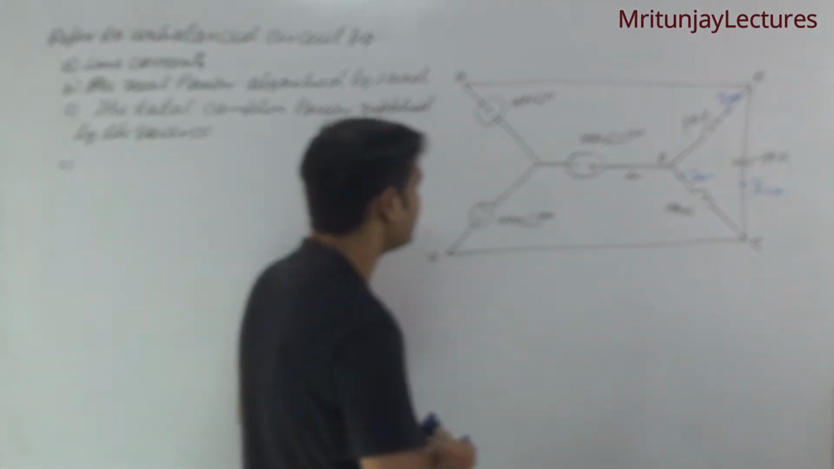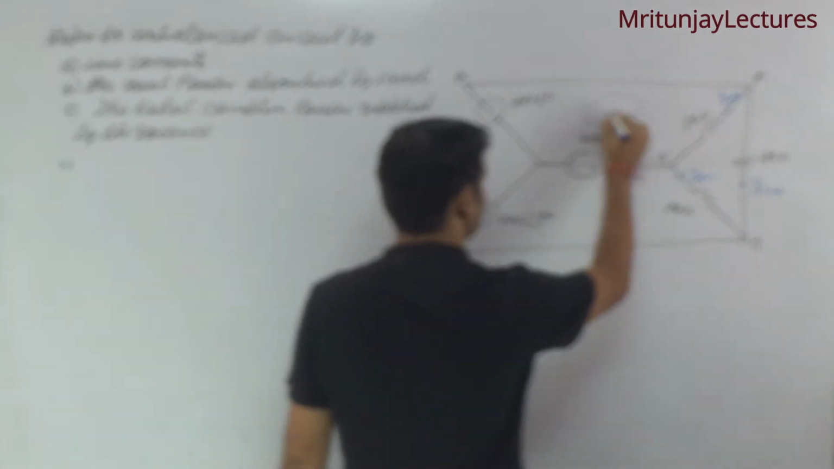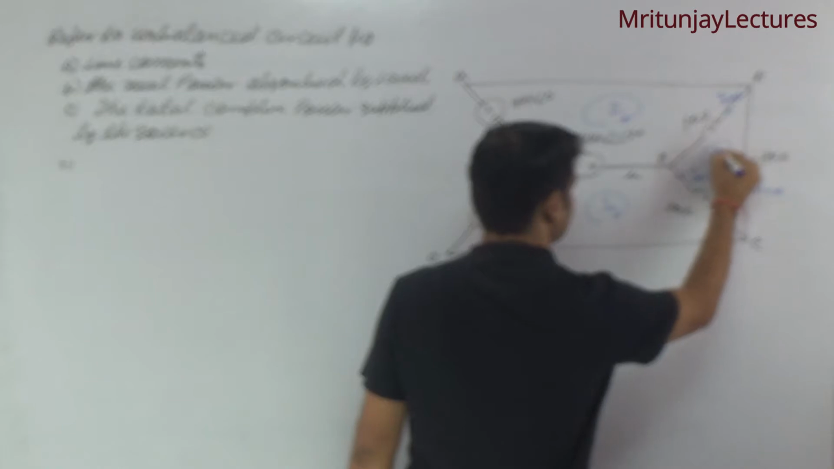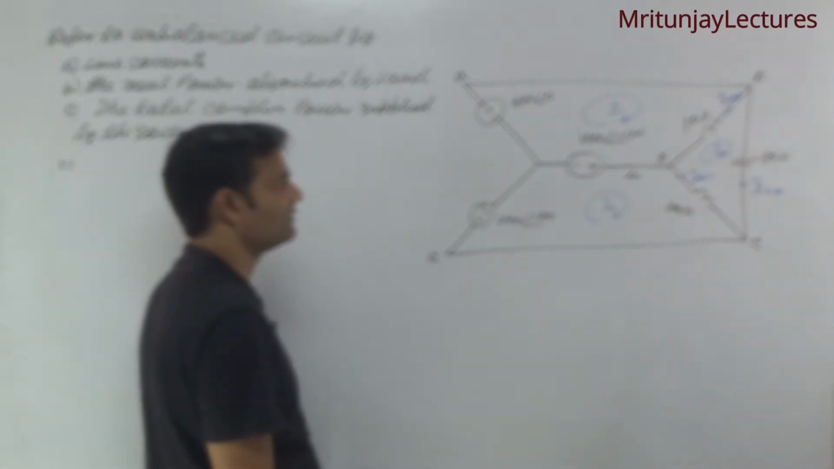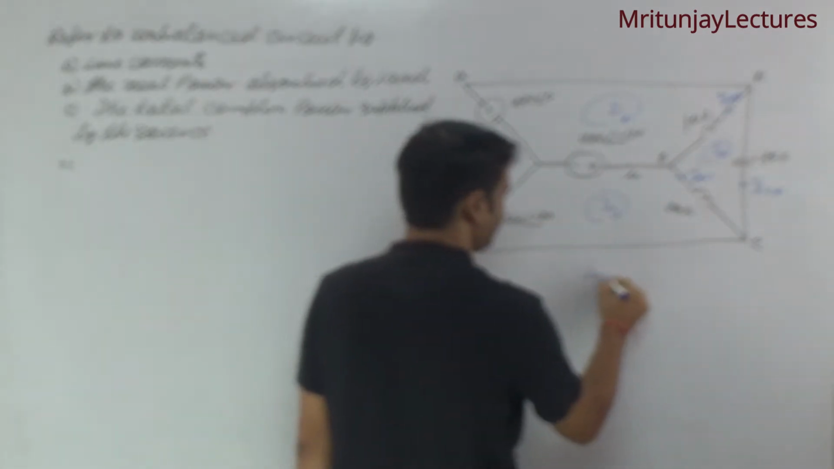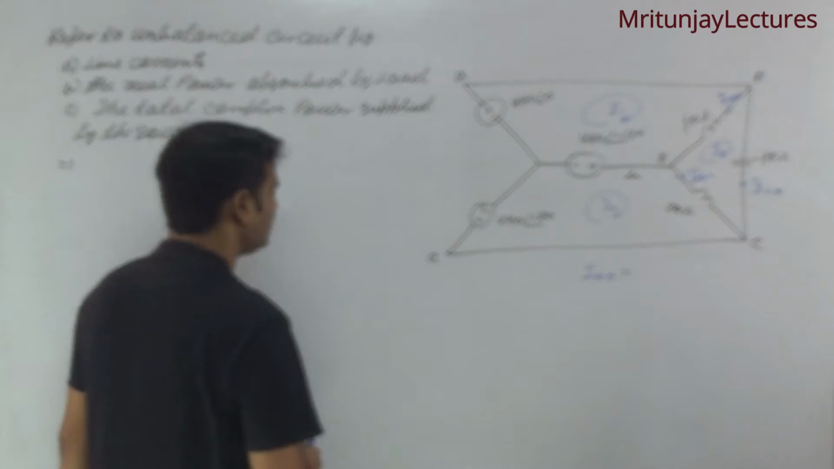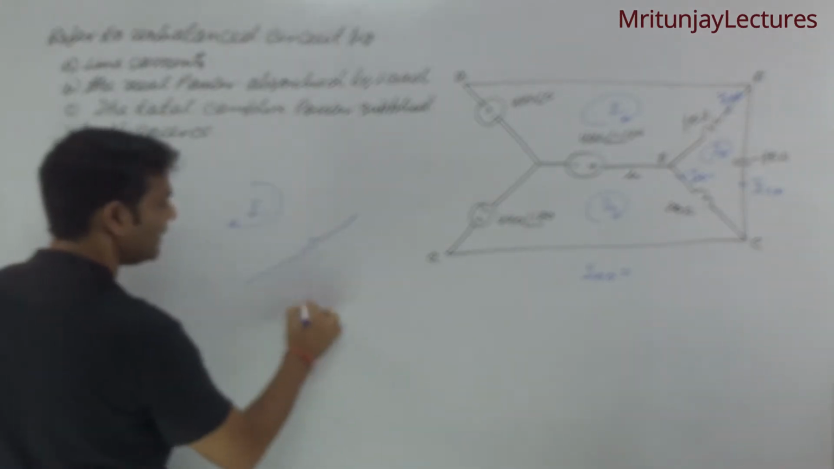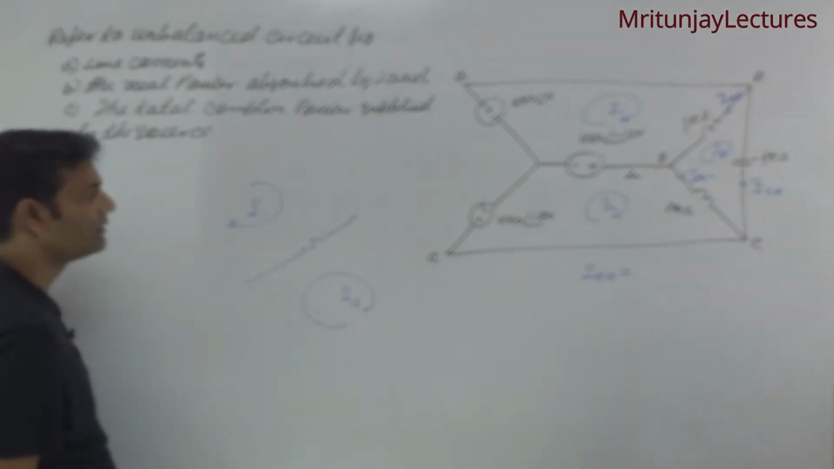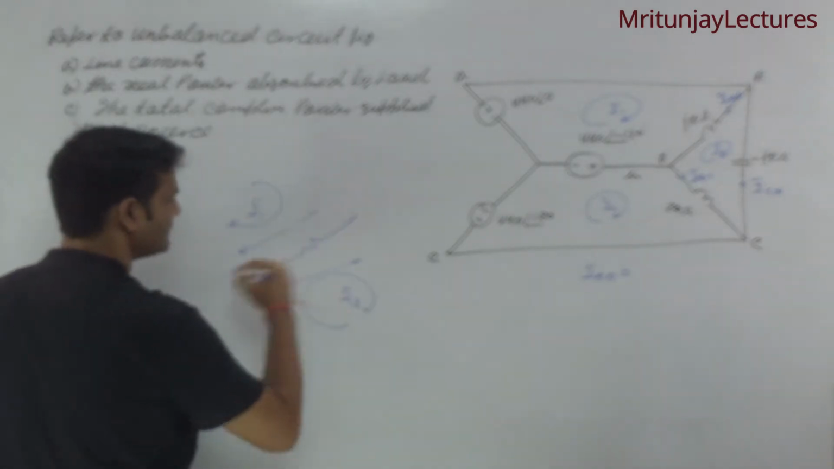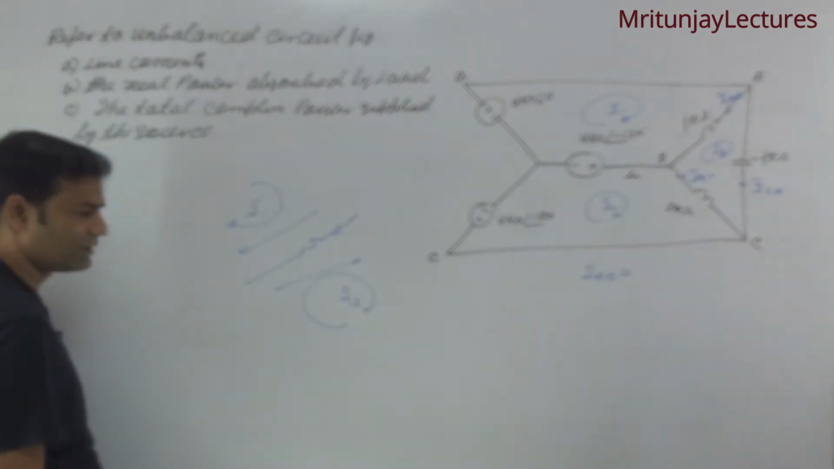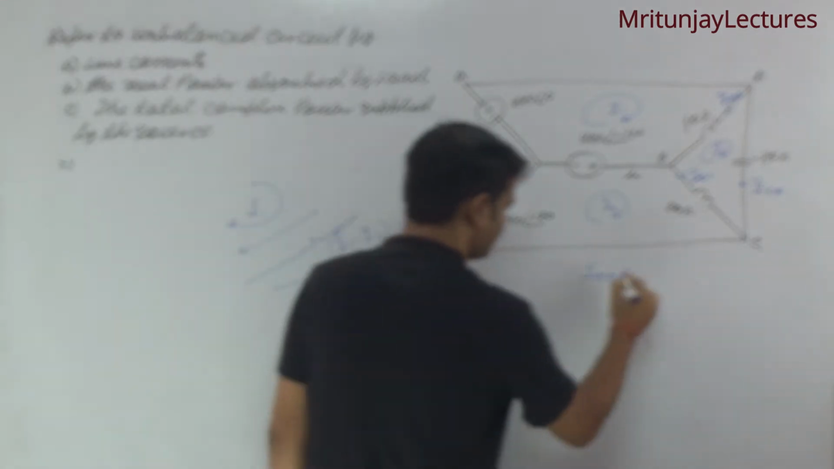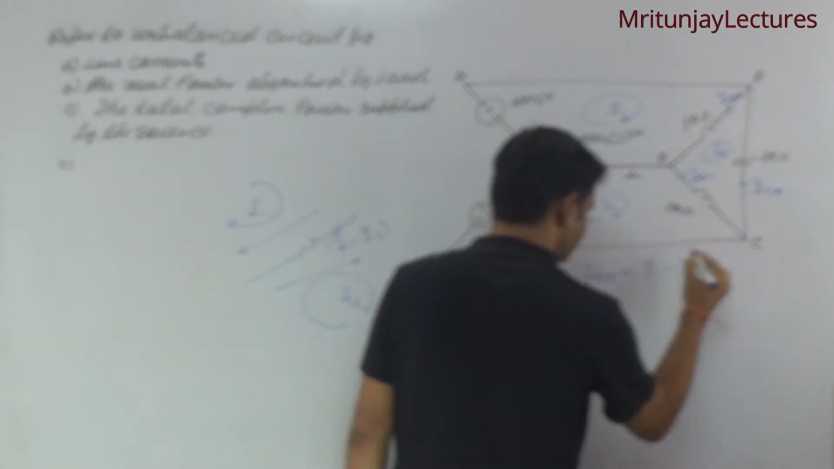Okay, so better to write corresponding to loop analysis. We have considered I1, I2, and here I3. What about I of AB? If you want I of AB, this is I1 and that is I3. I1 like this one, I3 like this one, so this is I1 minus I3. Okay, so it is written as I1 minus I3.